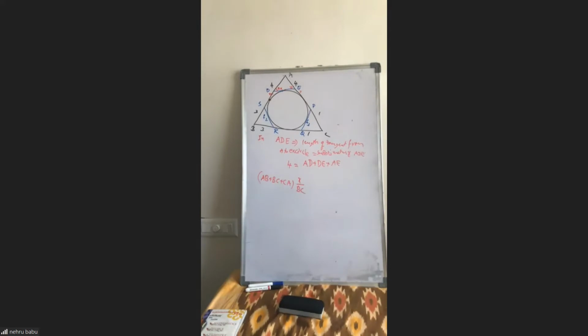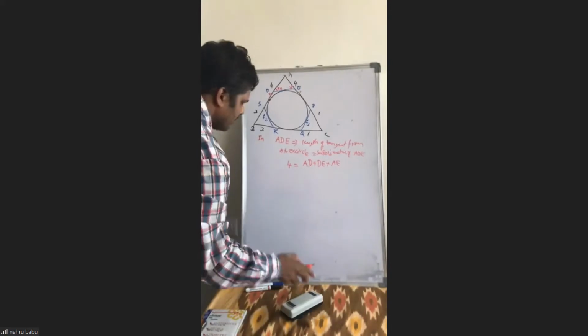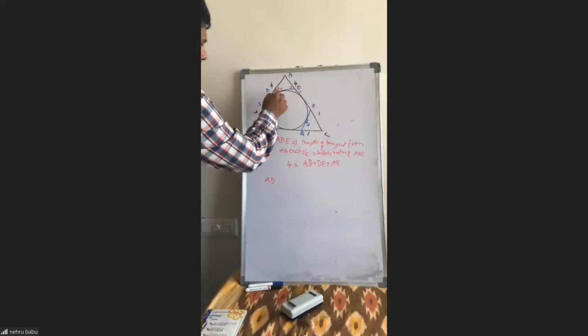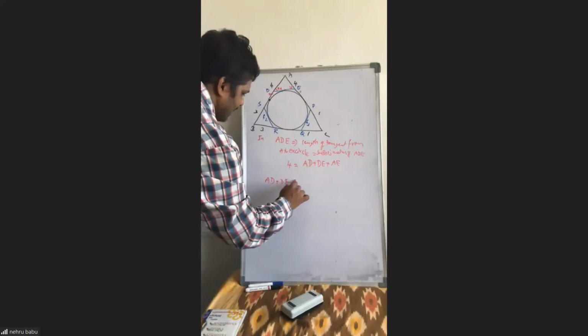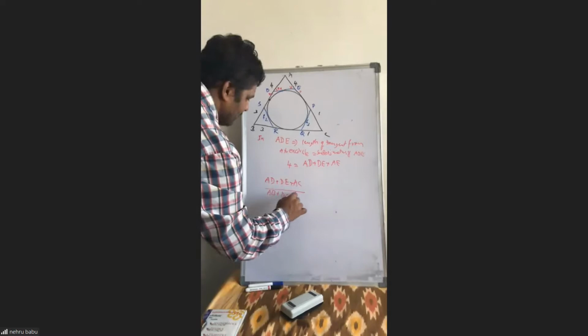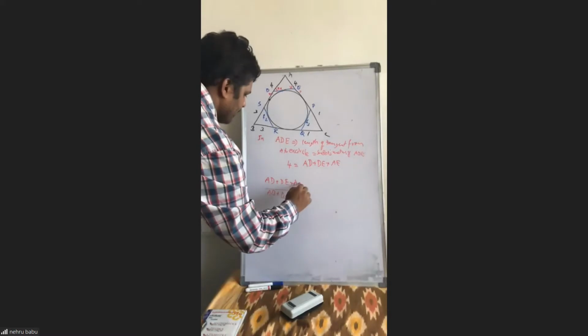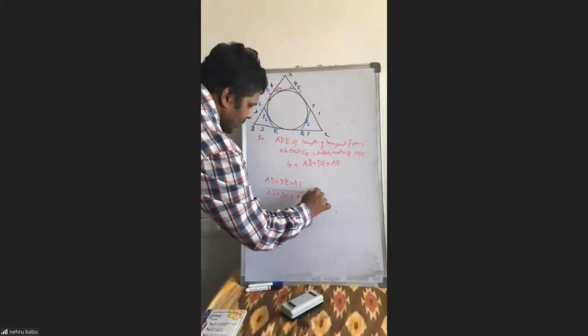Sir, triangles ADE and ABC are similar, no, sir. Correct. So AD will be X times AB, AE will be X times AC, and DE will be X times BC. No, this is not this X, no? That's what I am saying. Okay, so AD plus DE plus AE by AB plus BC plus CA is equal to some K.